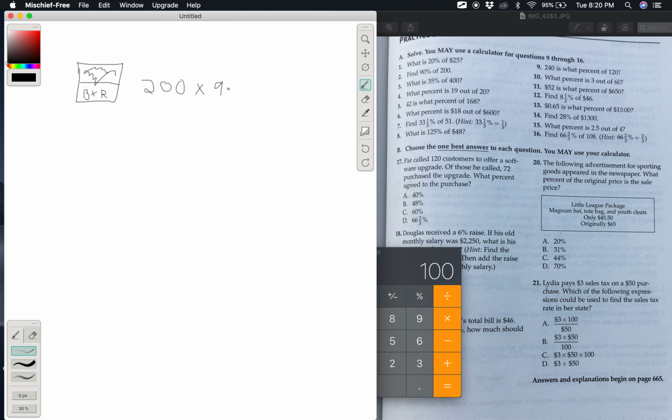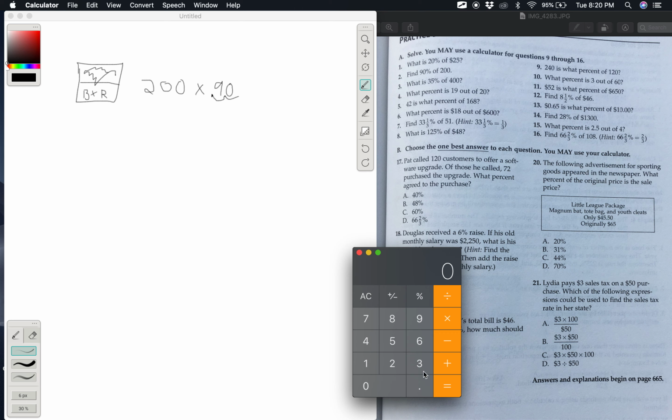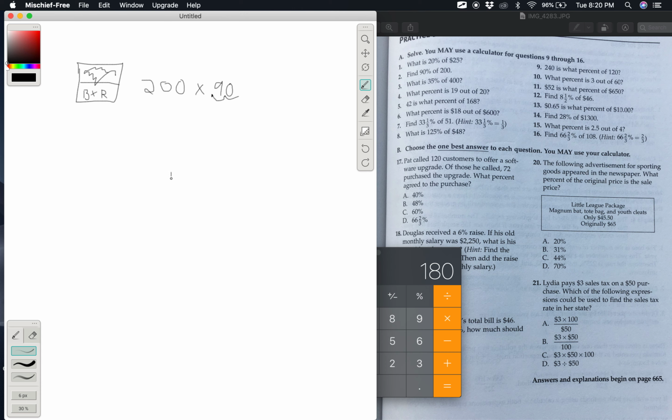90. But remember, it's 90%, and we can't do a fraction of a number. It needs to be understood as an actual number. I'm sure there's probably a better way to say it, but I hope you get the point. So now think of it as 0.90. Remember, we don't need to include the 0 here because it's at the end of this number. So 0.9 times 200 equals 180. So that's your number here. 90% of 200 equals 180.